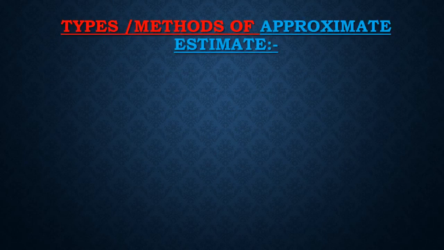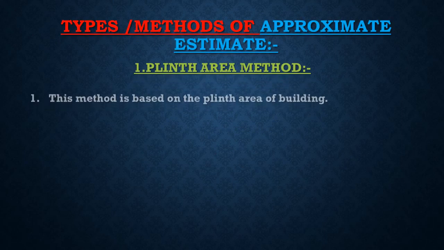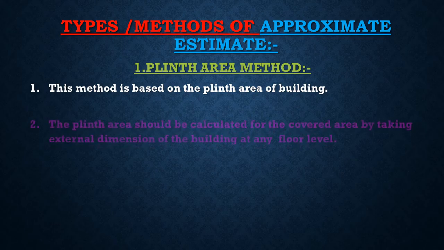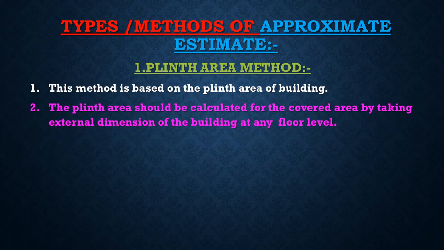The first type of approximate estimate is the plinth area method. This method is based on the plinth area of the building. Before starting this method, first we have to know what plinth area is. Even though we learned this in building drawing last year, let's revise it once again.